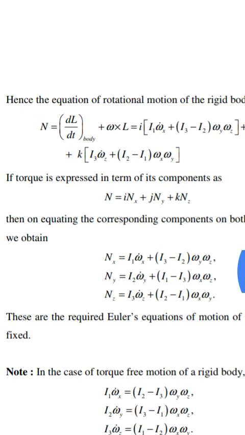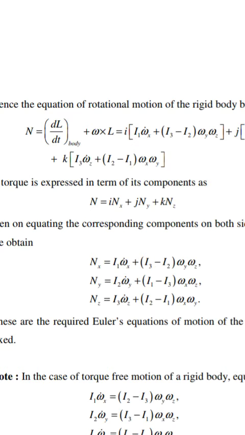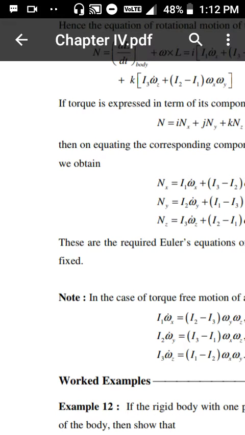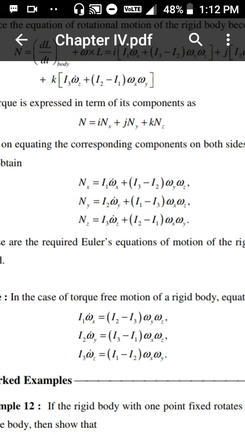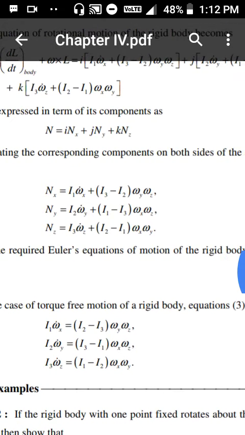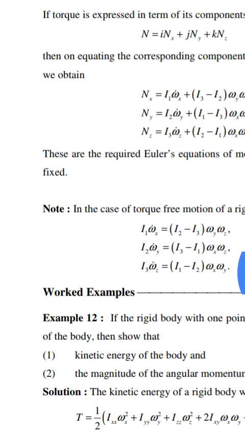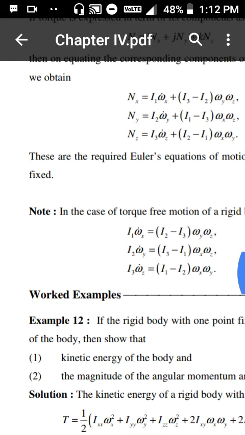If the torque is expressed in terms of components as N is equal to i Nx plus j Ny plus k Nz, then on equating the corresponding components on both sides of the above equation, we obtain Nx is equal to I1 wx dot plus (I3 minus I2) wy wz, Ny is equal to I2 wy dot plus (I1 minus I3) wx wz, Nz is equal to I3 wz dot plus (I2 minus I1) wx wy.